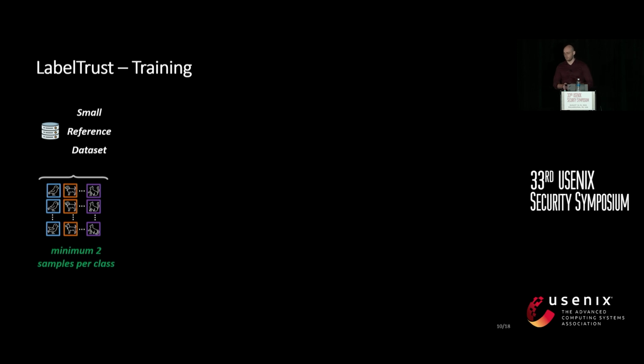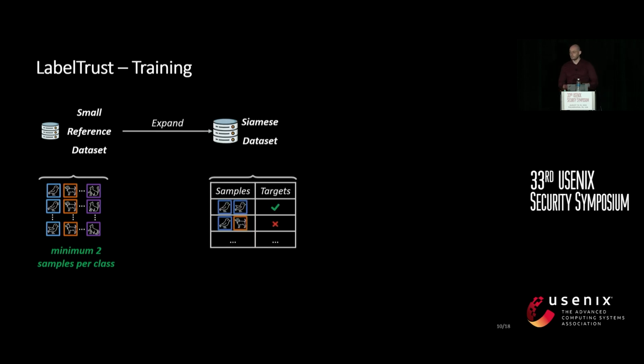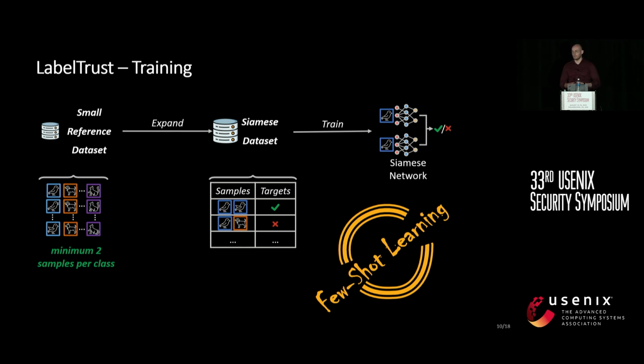We have our small reference data set with our bare minimum of 2 classes. Perhaps we have more. We have visualized 3 or more here. And we use this data set to expand it to a Siamese data set. Essentially, we build pairs of samples, either belonging to the same class or to different classes. And with such a data set, we can then train the Siamese network. Then this network can answer the question if 2 samples are from the same class or not. As we rely on relatively few samples, Siamese networks are one instance of few-shot learning.